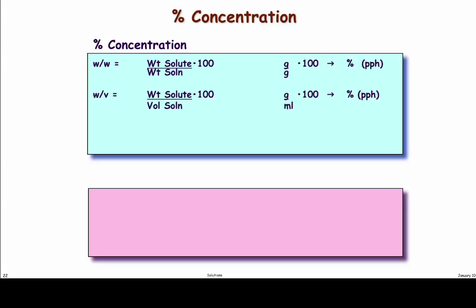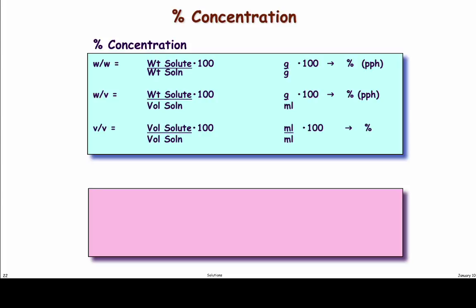If you have the percent weight per volume, then it's the weight of the solute divided by the volume of the solution, generally expressed in milliliters. So it's grams of solute over the total volume of the solution times 100. And if you want the volume percent concentration, then it's the volume of the solute, like a liquid in a liquid, divided by the volume of the total solution times 100. So if you want a percent concentration, the key here is to multiply each of these ratios by 100.